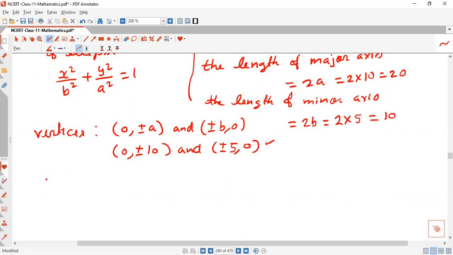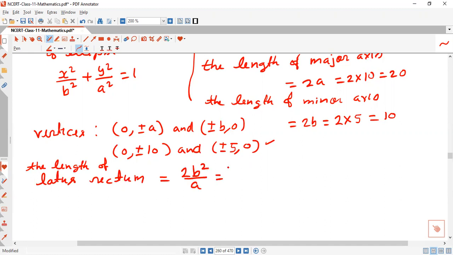Now after the vertices, we want to find out the latus rectum. There are 2 latus rectums, and the length of the latus rectum is 2b square upon a. 2b square is given to you, 5 square upon a, which is 10. It comes out 2 into 25 upon 10, or you can say 50 upon 10 comes out 5.